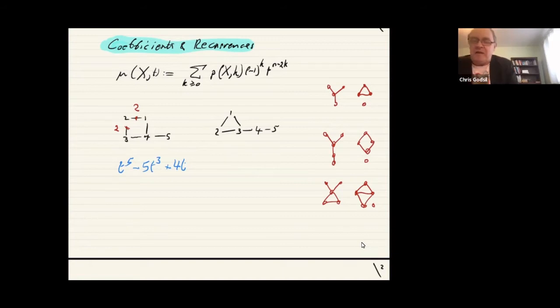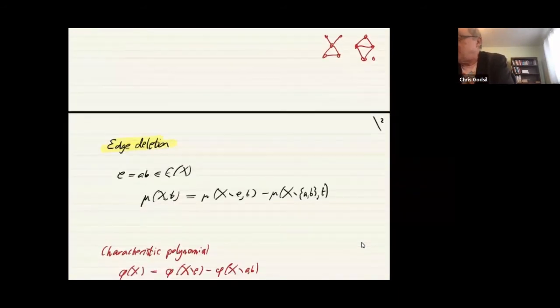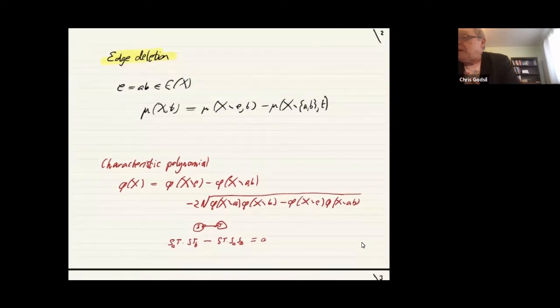The problem is that getting the number of matchings in a graph is NP-hard. But the recursions work well for small graphs. Now, we can be a bit more sophisticated and write down a couple of recurrences. The first one involves edge deletion. So we're going to have a graph, and we're going to pick an edge in it.